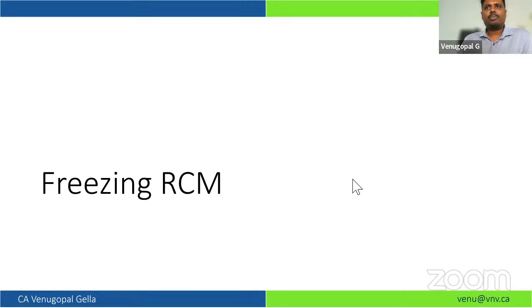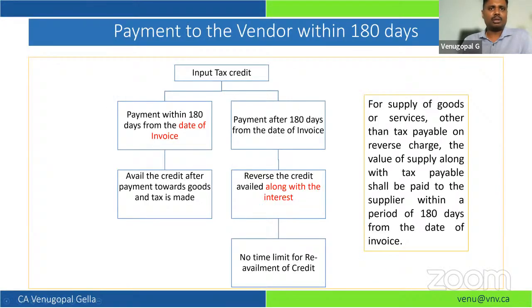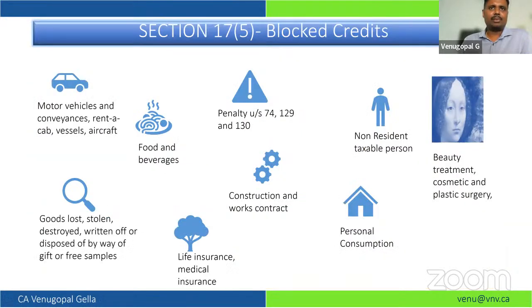Jagdish is asking, can you repeat the blocked ITC which was discussed in the previous session? Blocked ITC means if you are making a purchase for the purpose of business, say motor vehicle, food and beverages, employee insurance or works contract related, these are expenditures incurred for the purpose of business, furtherance of business, but still you are not eligible to take any ITC of this.